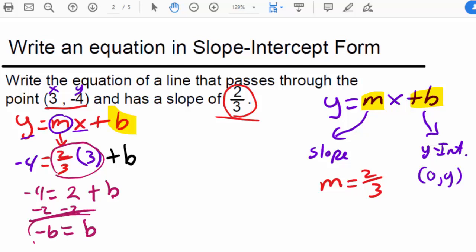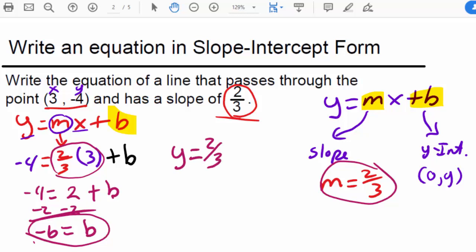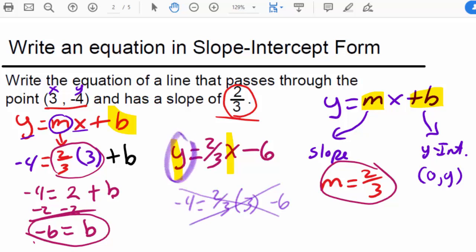So now that we have our b value and we have our m value, we can write our equation in slope-intercept form, which is y equals 2/3 x minus 6. You've got to make sure that you have a y and an x in the problem. I see too often students leaving a -4 in there and a 3 in there, and this doesn't really do anything for us. We've got to leave the values of x and y as variables in the final result.